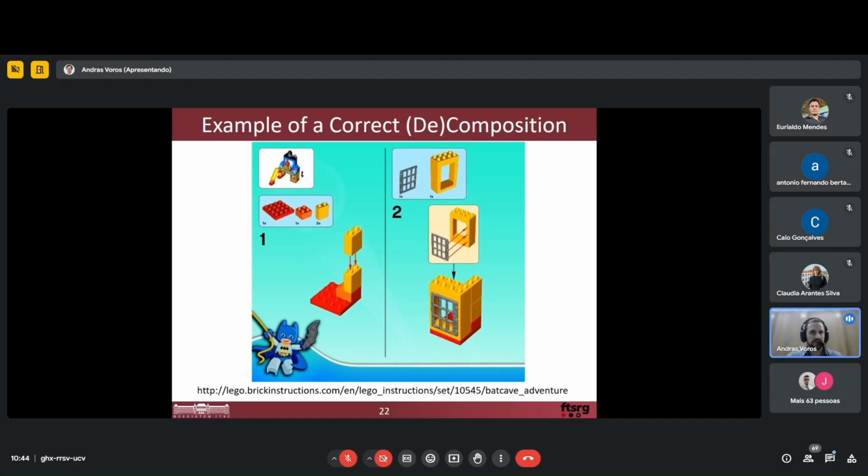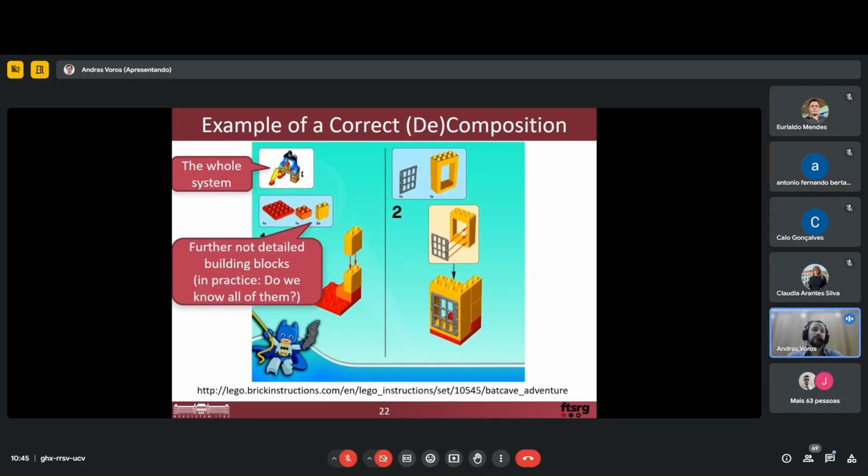So here is an example of correct decomposition where we want to get the whole system. We have further not detailed building blocks.